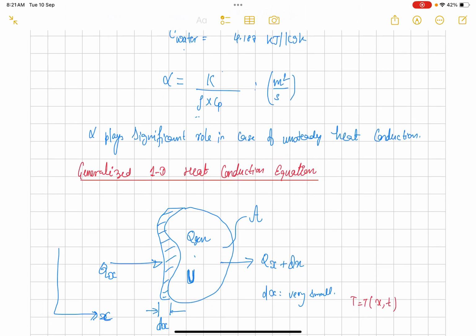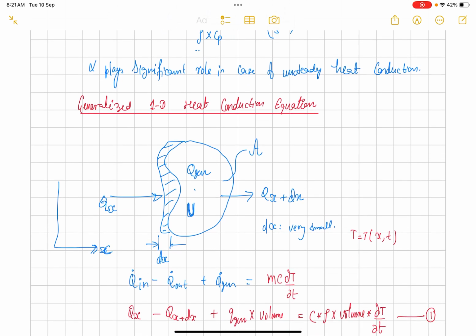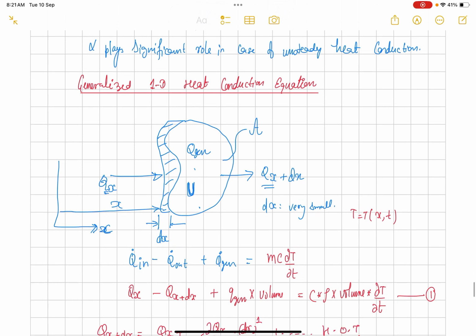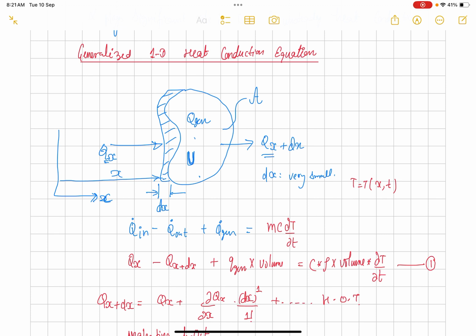Now we will derive the generalized one-dimensional heat conduction equation. So consider this generalized body. Some heat is coming in as Qx. Some amount of heat is going out at Qx plus dx. This face is at x, so obviously this face will be at x plus dx. It has some internal heat generation Qgen, and the property of this medium is internal energy, represented by U. Since it is one-dimensional conduction, temperature will be a function of x, and since we are considering the generalized case, it will be a function of time also.